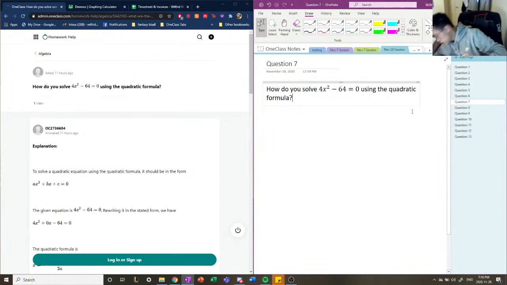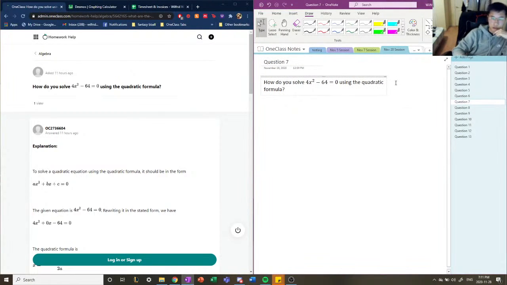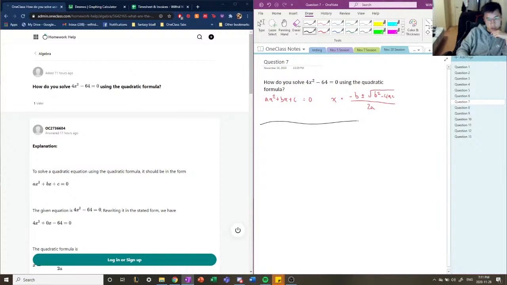All right, question number 7. The question reads, how do you solve 4x squared minus 64 equals 0 using the quadratic formula? So I've stated the quadratic formula in the past, but I'm just going to write it again so we can reference it easier. Our quadratic formula, based on the quadratic equation ax squared plus bx plus c equals 0, gives the values of x as negative b plus or minus the square root of b squared minus 4ac, divided by 2a. Okay, so we're going to use this quadratic formula to solve our quadratic equation.